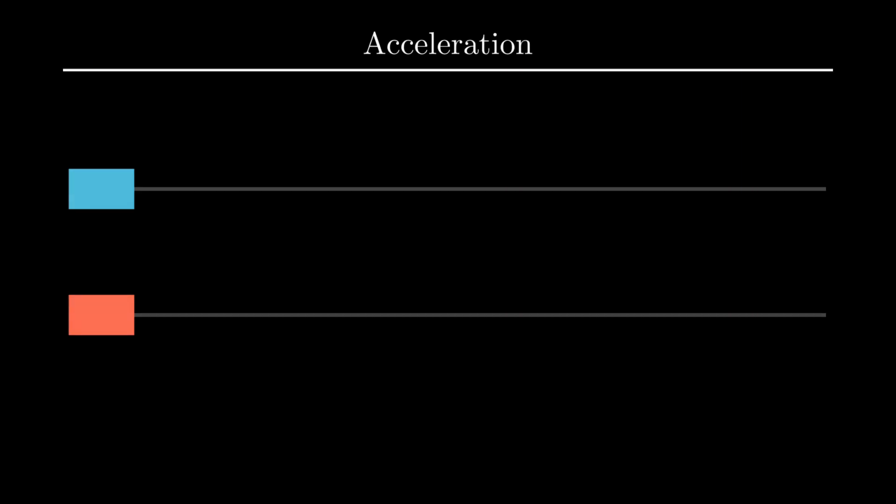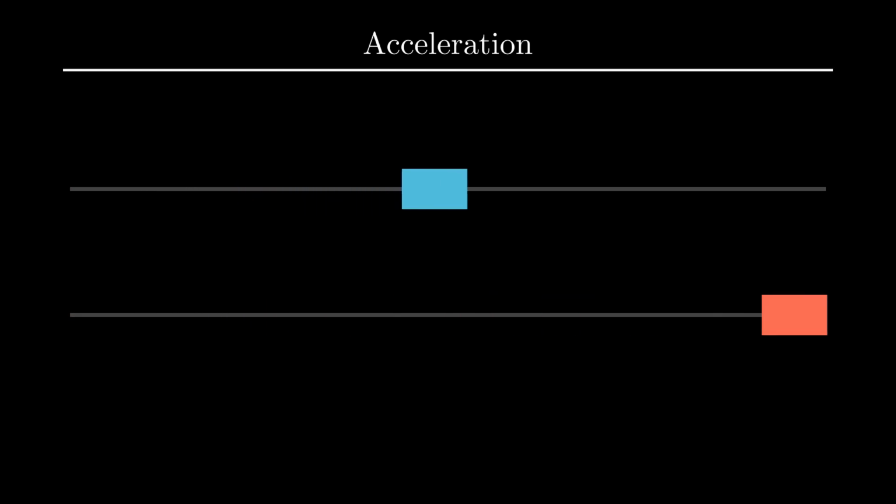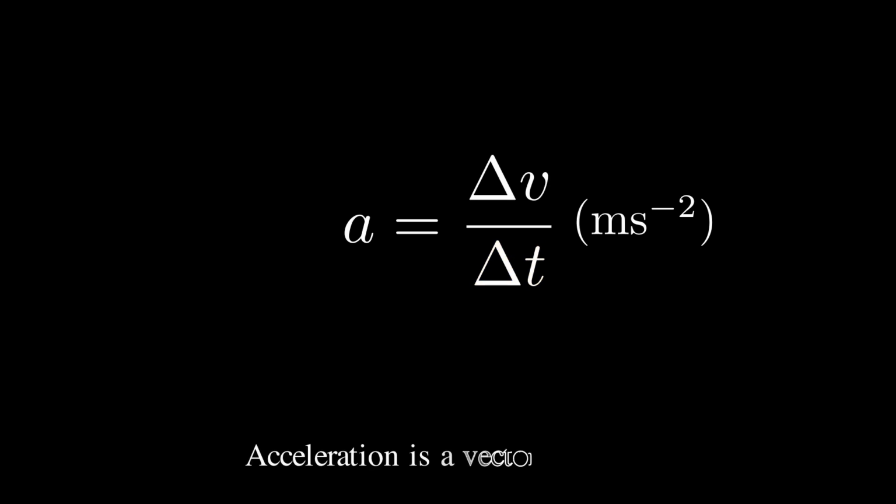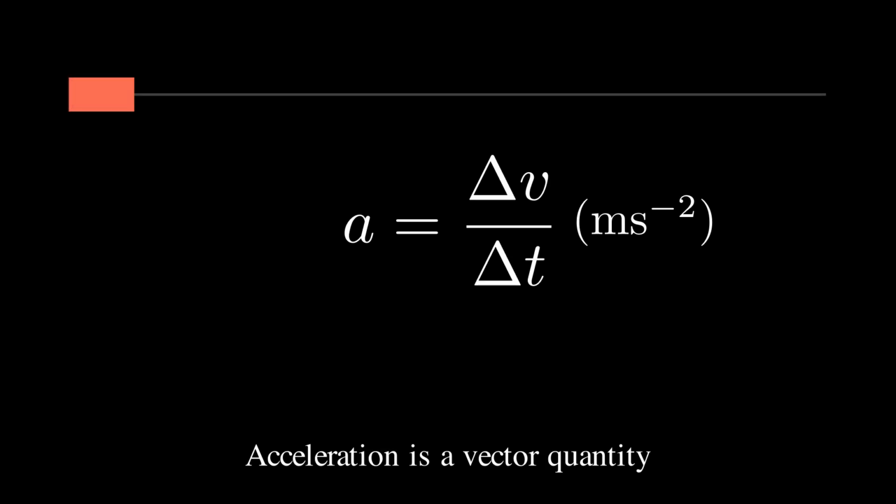Now acceleration is intuitive. By looking at this animation, you'll see that the red car has a greater acceleration than the blue car. But how do we quantify this? Acceleration is defined as a change in velocity over the time taken for that change. Now acceleration uses velocity instead of speed because we want it to be a vector quantity. A positive change in velocity means your object is accelerating, and a negative change in velocity means your object is decelerating.